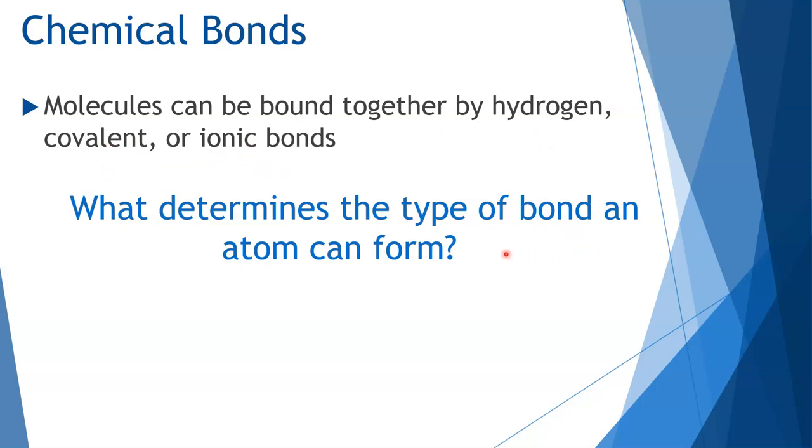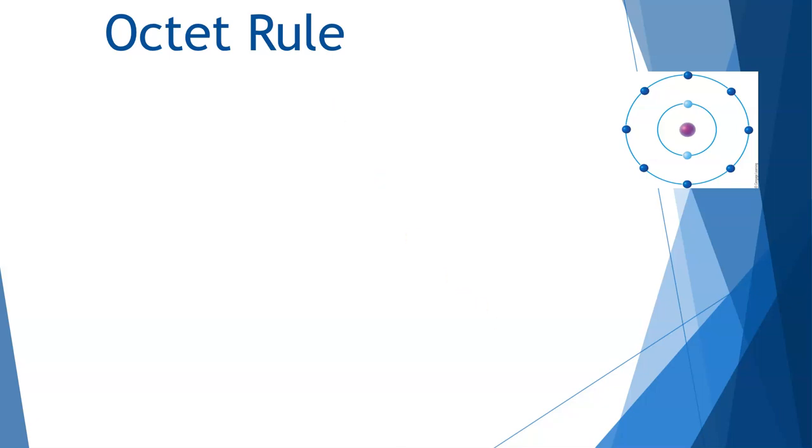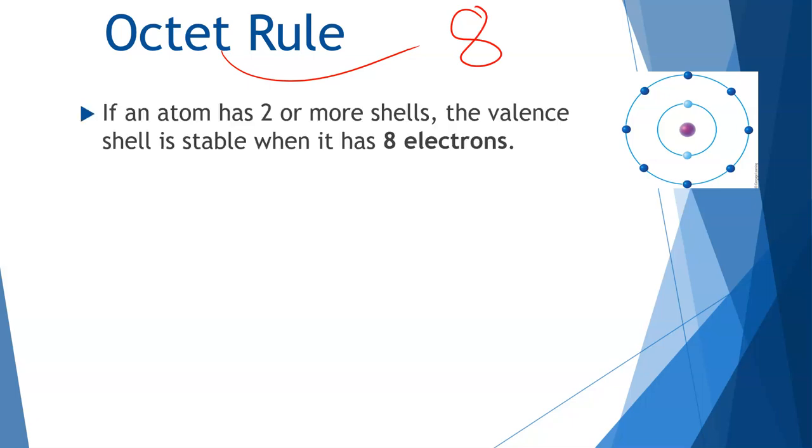So again, you have to ask yourself, what part of the atom interacts with other parts of atoms? It's going to be the electrons on the outside. That's the valence electron. So let's get back to those electrons. We haven't talked about them so far in this video. So this brings up the octet rule. Anybody knows octet is going to typically represent something that is the letter 8. So if an atom has 2 or more shells, which most atoms do, the valence shell is stable when there are 8 electrons present. I'm going to explain why that number is 8, but when we have 8 electrons present, the valence shell is stable.